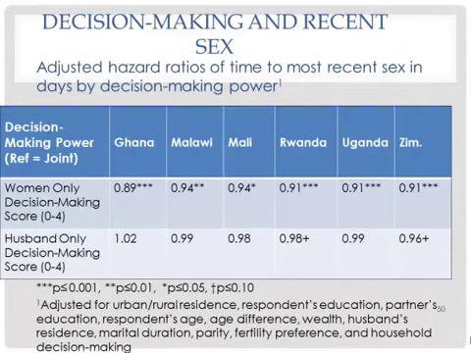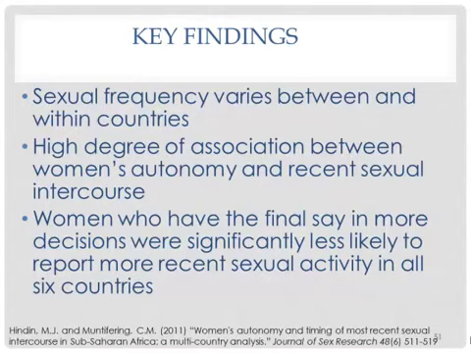Just quickly, what we found was that in every single country, no matter what adjustments we did, women who had more decision-making power had less recent sex. And we can talk about that in the discussion if you'd like. So we find that frequency varies between and within countries. It's associated with women's empowerment or autonomy in the DHS. And the more final say women have in decisions, the less recently they report having sex.